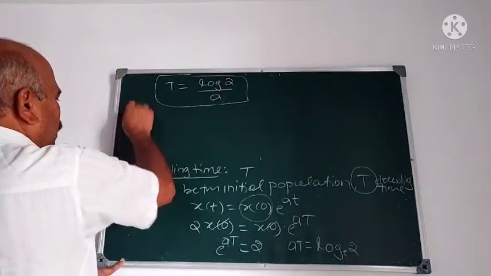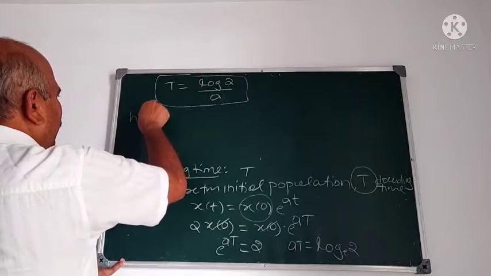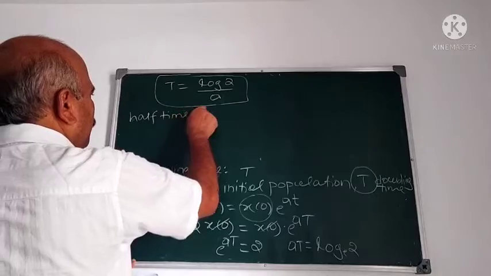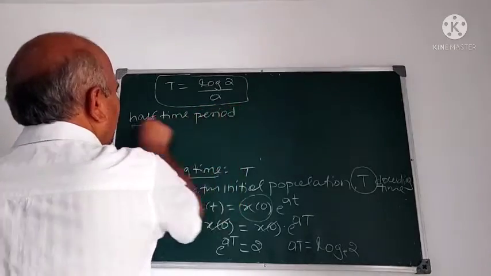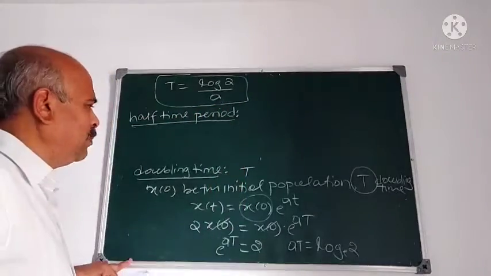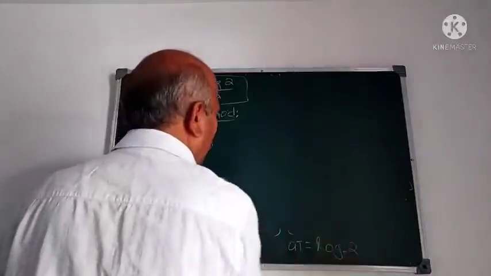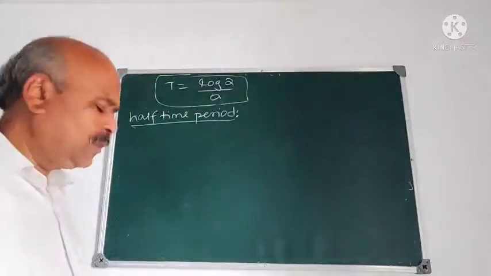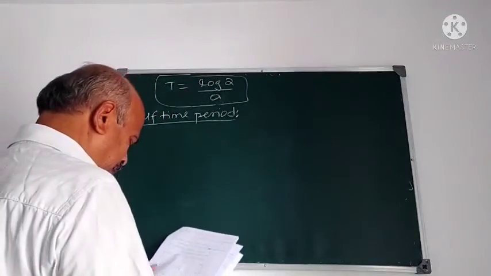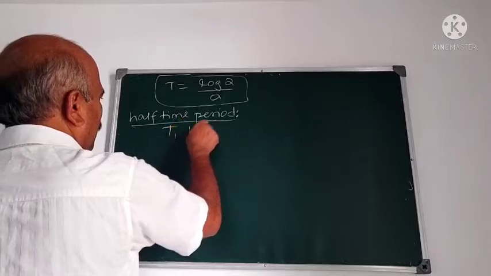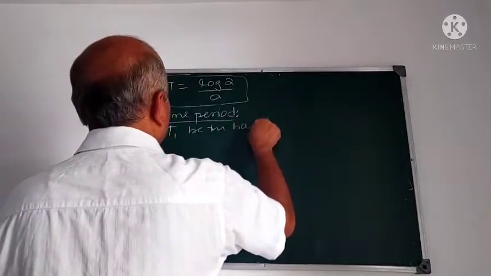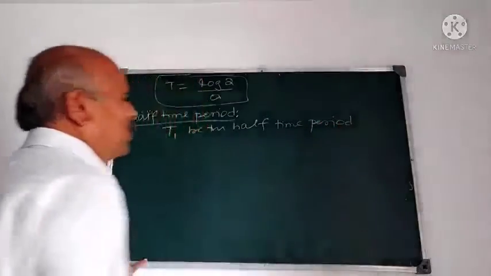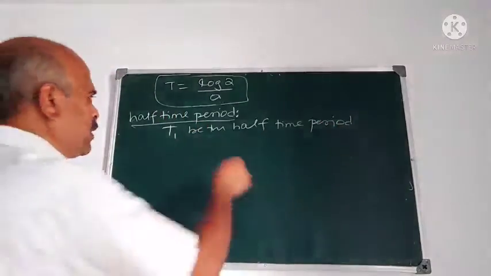Similarly, we have the half time period. The half time period is the time required for the population to become half the present size. Let T1 be the half time period, that is, the time required for the population to become half the present size.